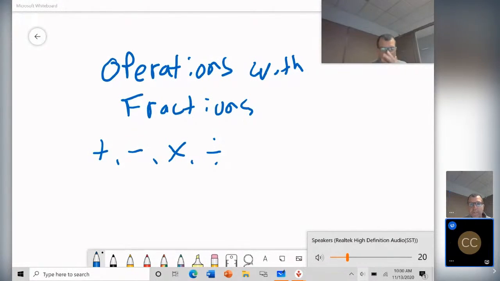I'm just going to do a review of operations. You can see the addition, subtraction, multiplication using fractions.